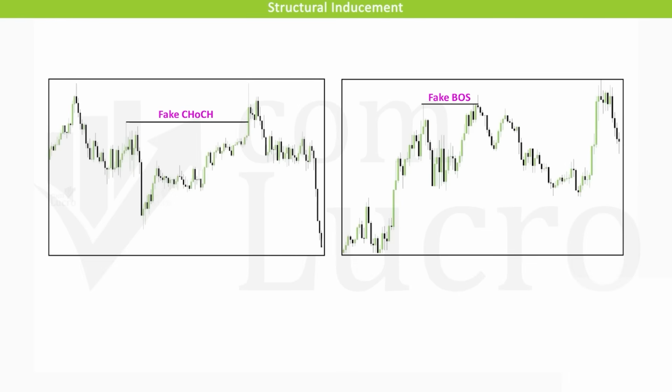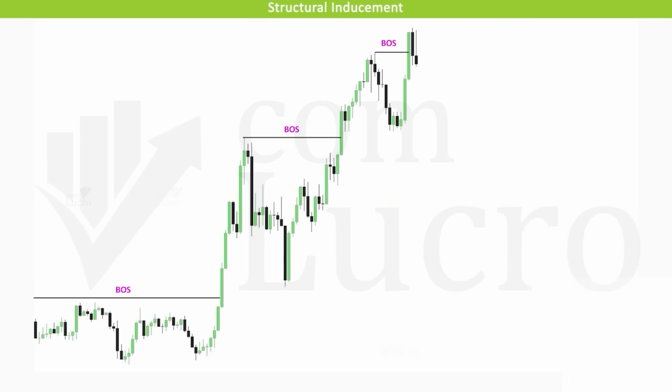Among all types, structural inducement is the most important because it appears directly inside market structure and forms patterns that traders see every day. Structural inducement occurs when price creates a false structure shift, such as a fake CHOCH or a misleading BOS, which encourages traders to enter early or in the wrong direction. In this example, price is trending higher and continues printing bullish breaks of structure to the upside. However, when we focus on the most recent break of structure, it initially appears completely valid.